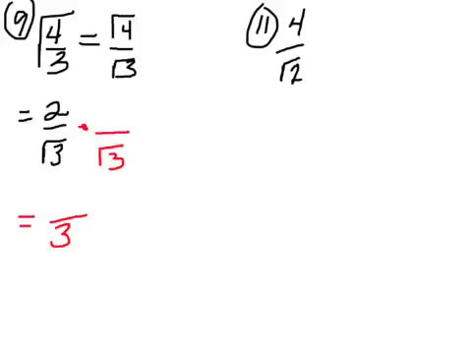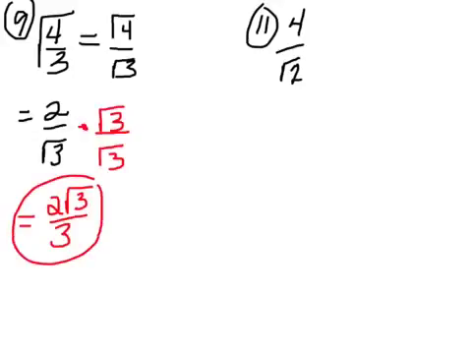But remember, in math, if you do something to the bottom of a fraction, to keep the fraction equal, to have an equivalent fraction, we need to do the same thing to the top. So I'm going to multiply the top also by square root of 3. So I end up with 2 square roots of 3 over 3 as my answer there.